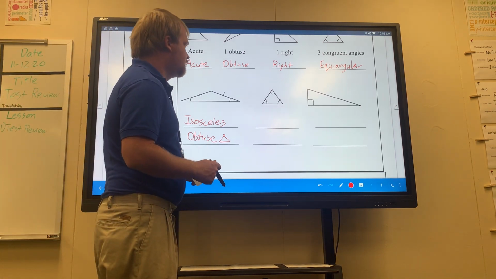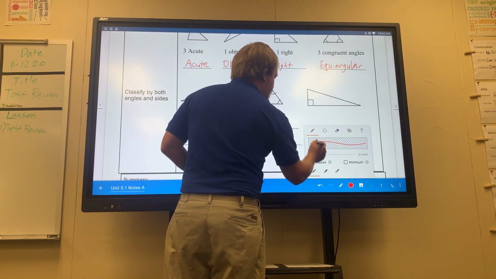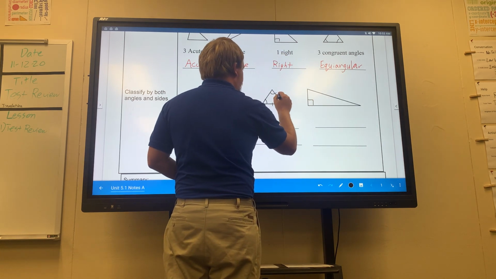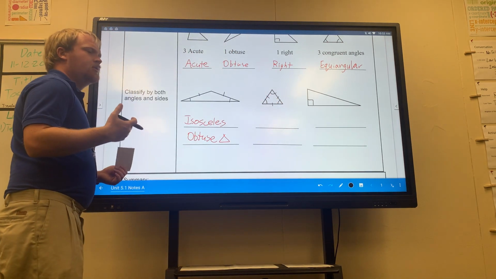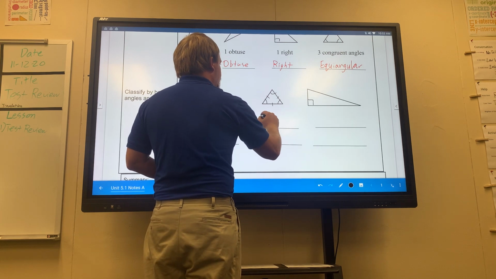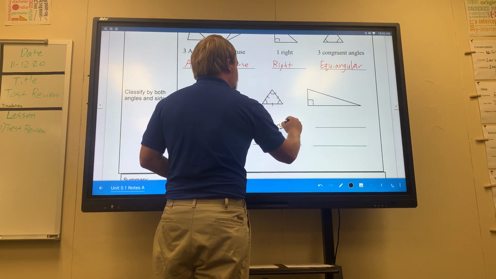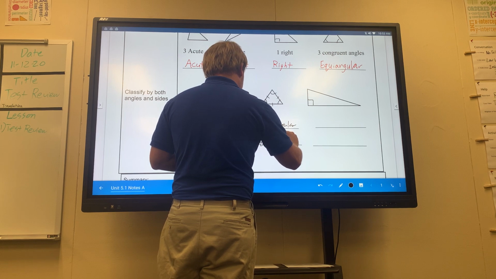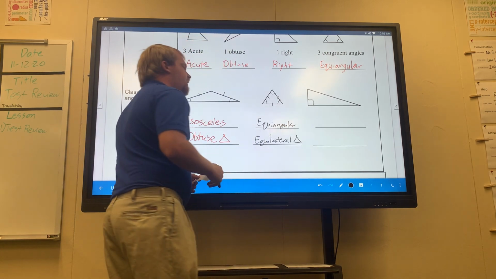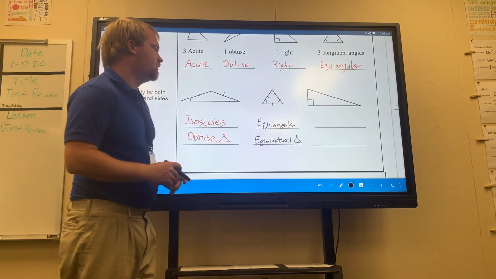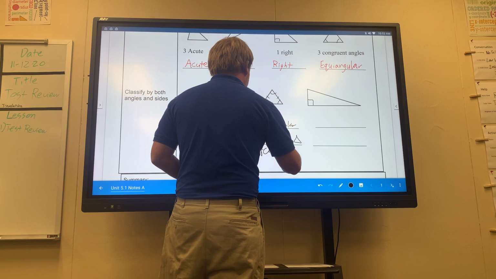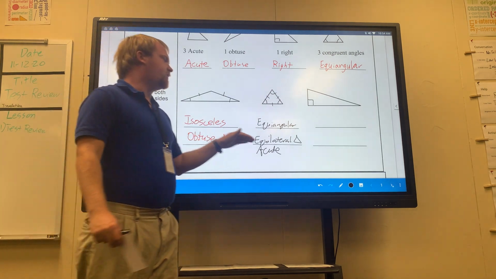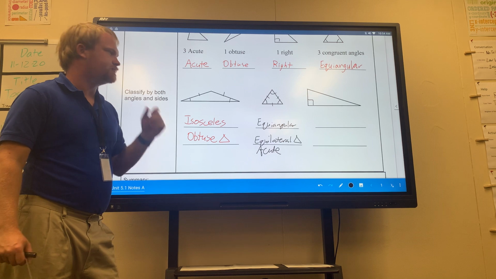Now, these should be equal length. So typically, anytime I have an equiangular triangle, it's automatically going to be an equilateral triangle. But not only are they equiangular and equilateral, they're also acute, because all three of these angles are acute angles. So this is an acute triangle as well.